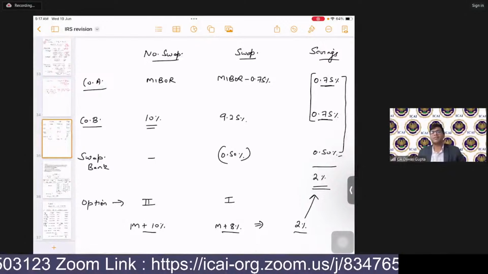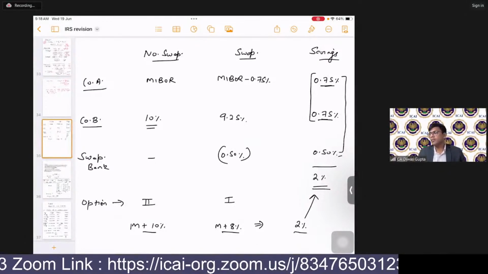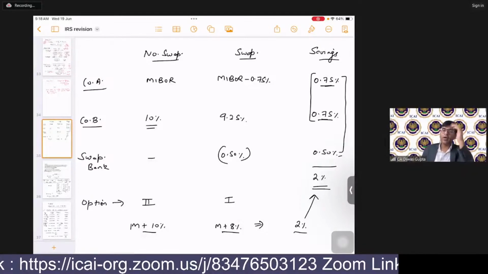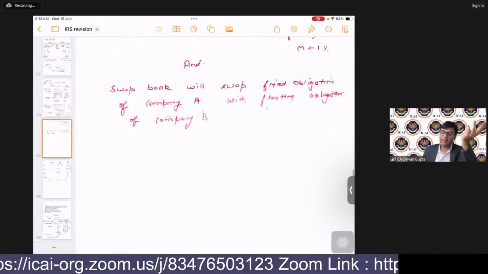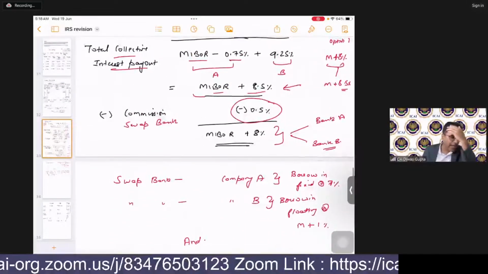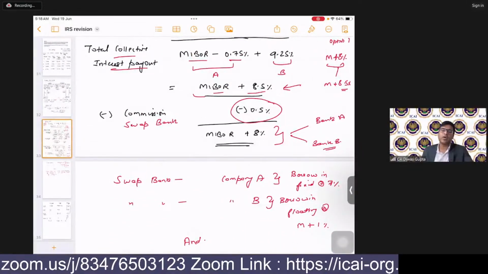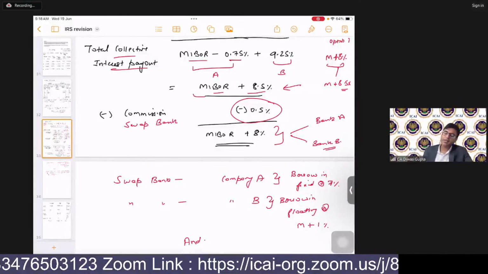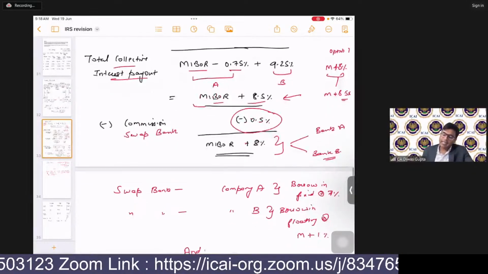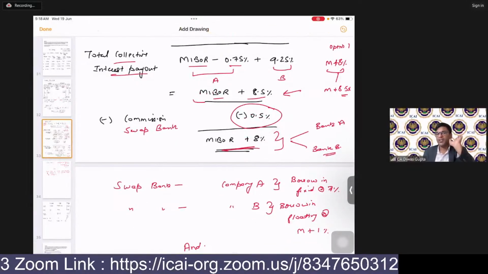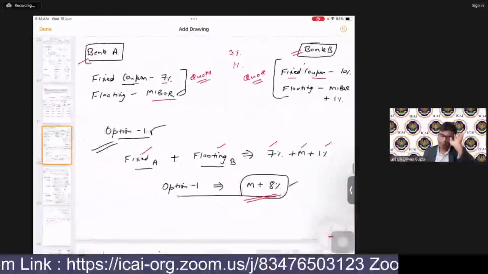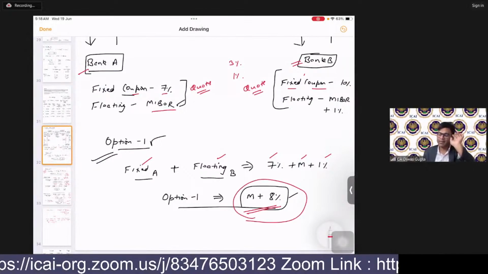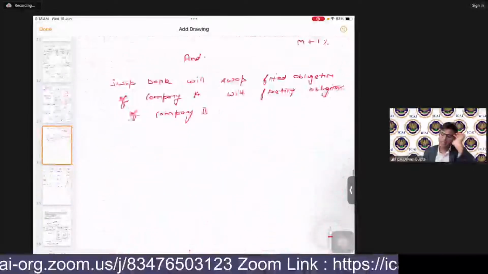Now let's compare this situation. If there is no swap for company A, now, okay, most of you will be thinking why we have done this thing. What is the real benefit? Yeah, I will come to that, Abhikesh. I'm just coming to that only, how this 8% is shared. Okay. My discussion is not over yet. There are a lot of things. So I was saying that MIBOR plus 8% was the outcome of option 1, right? Here, this one, MIBOR plus 8.